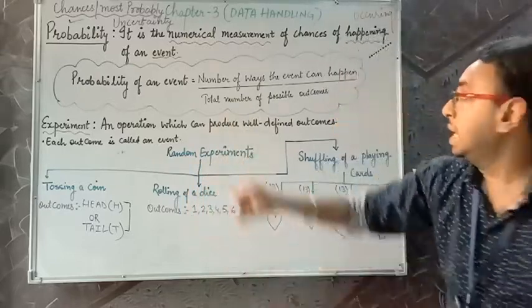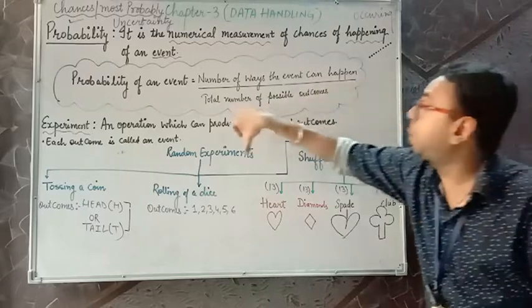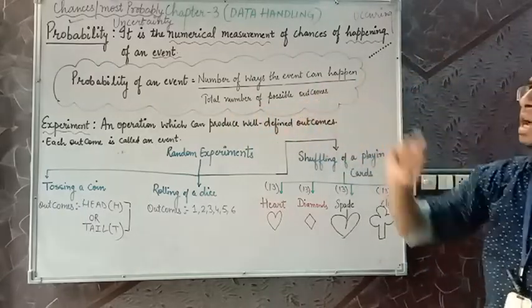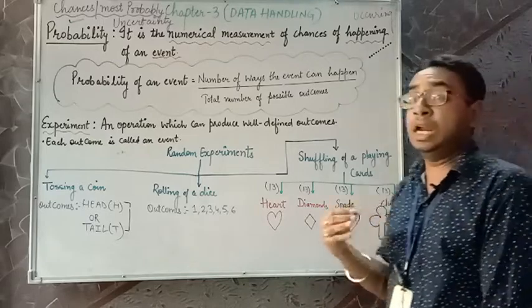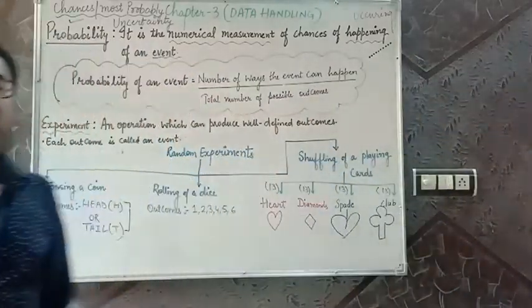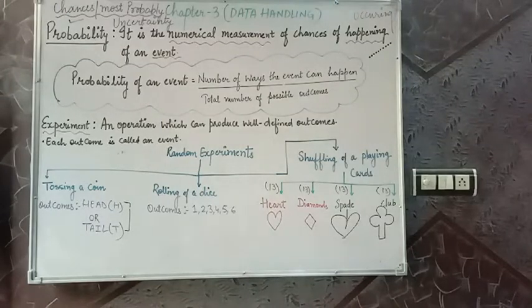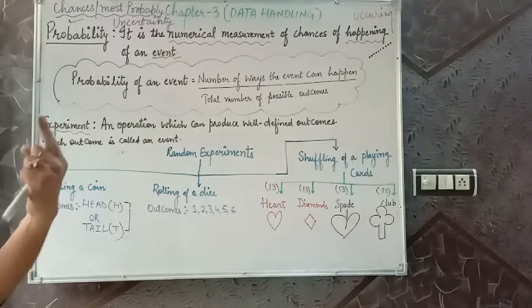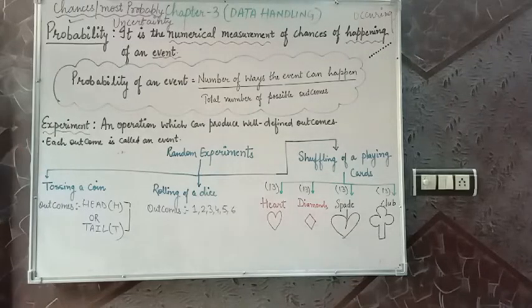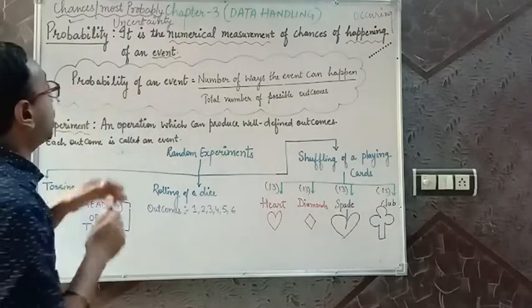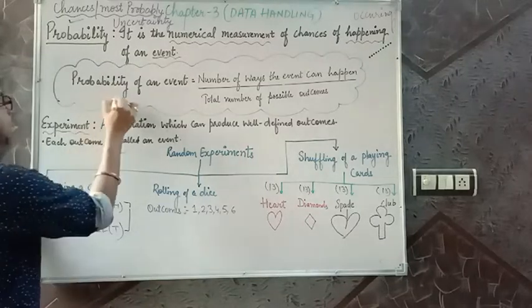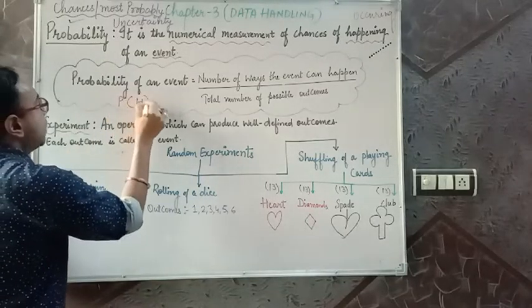So can I say the number of ways the event can happen upon total number of possible outcomes? Now what are the chances of head to come as the outcome? Head can come only one time if I toss the coin. Head and tail will not come together in any situation if we are using only one coin. Either we'll be getting head or tail. So if I talk about the probability of getting head, can you observe something of what I have written?